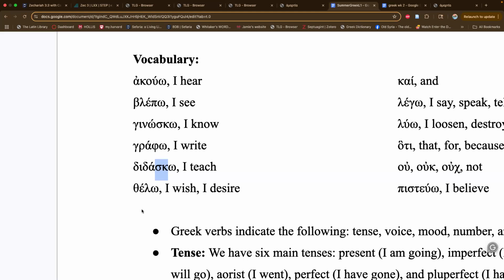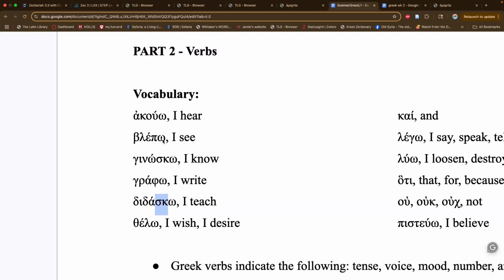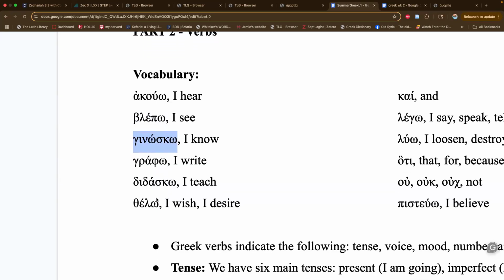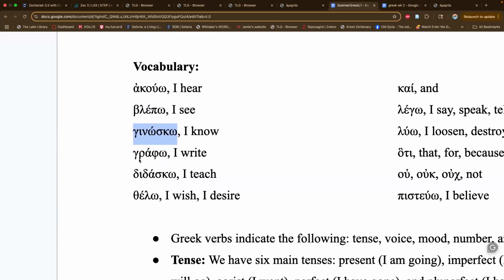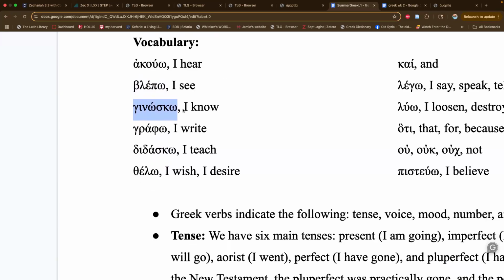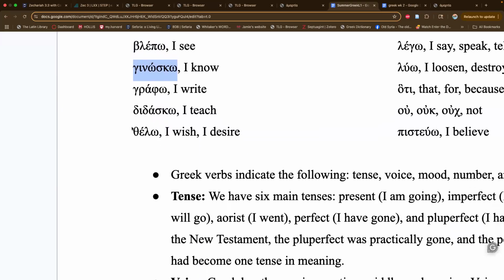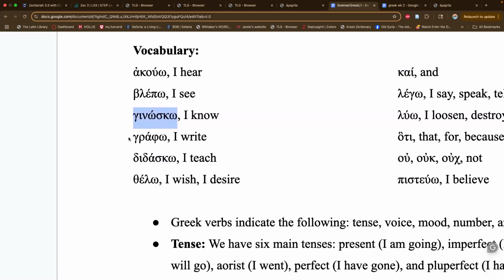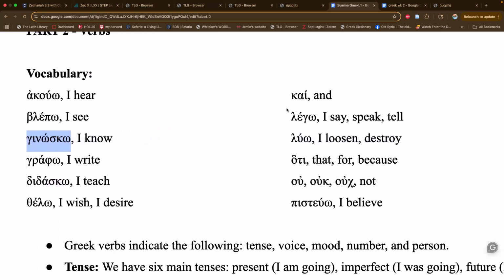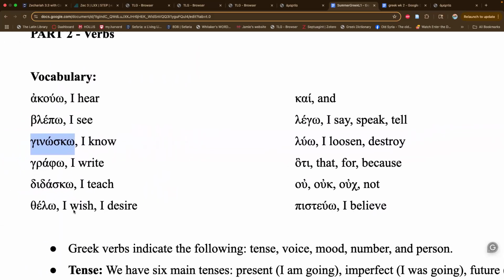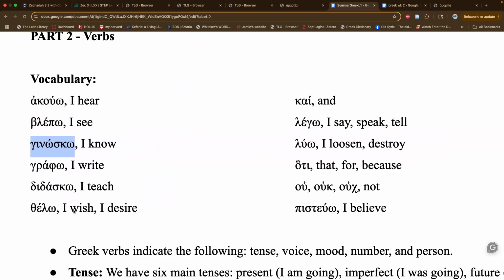So didasko is to teach. Sorry, I should be saying the definition. So blepo is to see. Gnosko is to know, like gnosis, if you're familiar with Gnostics and stuff like that. Grapho, that is to write. And then we have didasko, to teach, like didactic. The next one has the theta, so thelo. And that one is to wish or desire. I can't think of a word that comes from that right now, but if one comes to me, I'll say it.